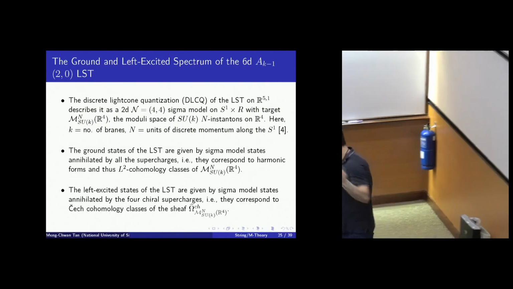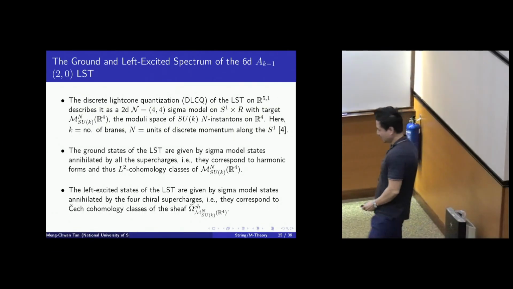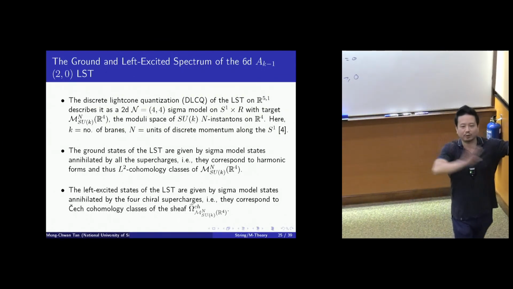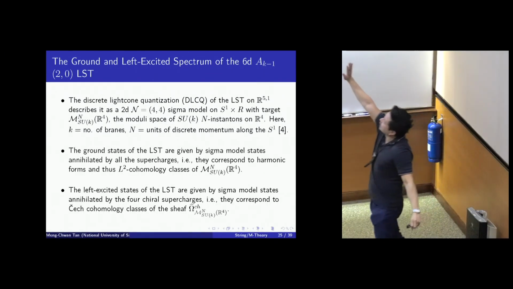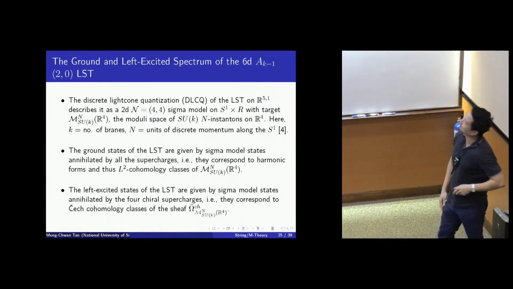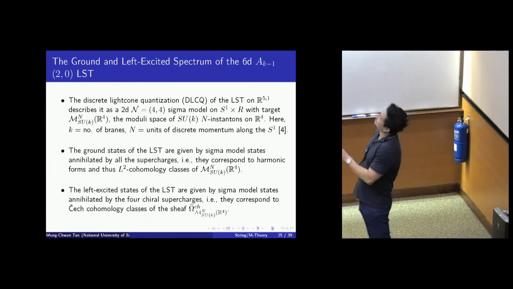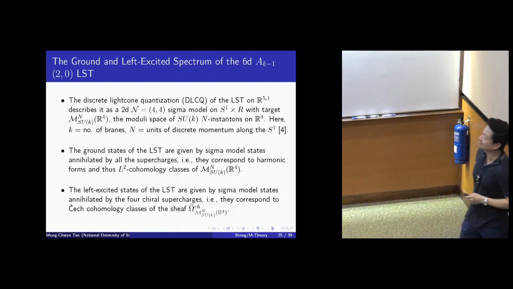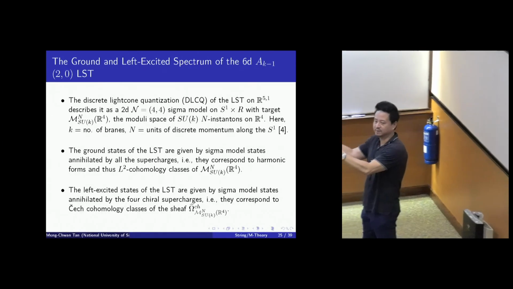So let's look at the DLCQ quantization of this little string theory. Okay, so that's given by an N equals (4,4) sigma model. So this sigma model is not the one that we studied for quasi-topological. That's a different one. Okay, with target the moduli space of instantons, whereby k is the number of branes. And then n is the units of discrete momenta along the S1 of the sigma model when it's over that sector of the target space.